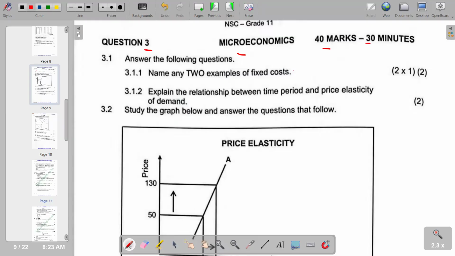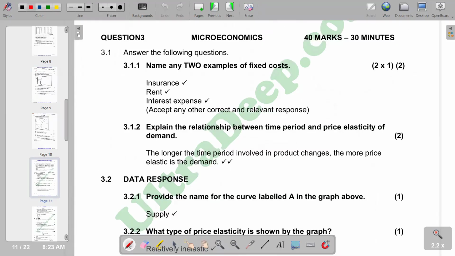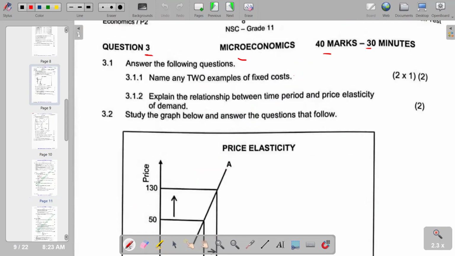We can talk about rent as an example. We can talk about insurance as an example of a fixed cost. So we have them named in our answer section, whereby we are saying, we have got insurance, we have rent, we have got interest expense as part of fixed cost. So we move on to the next part of our question, which is now question 3.1.2.